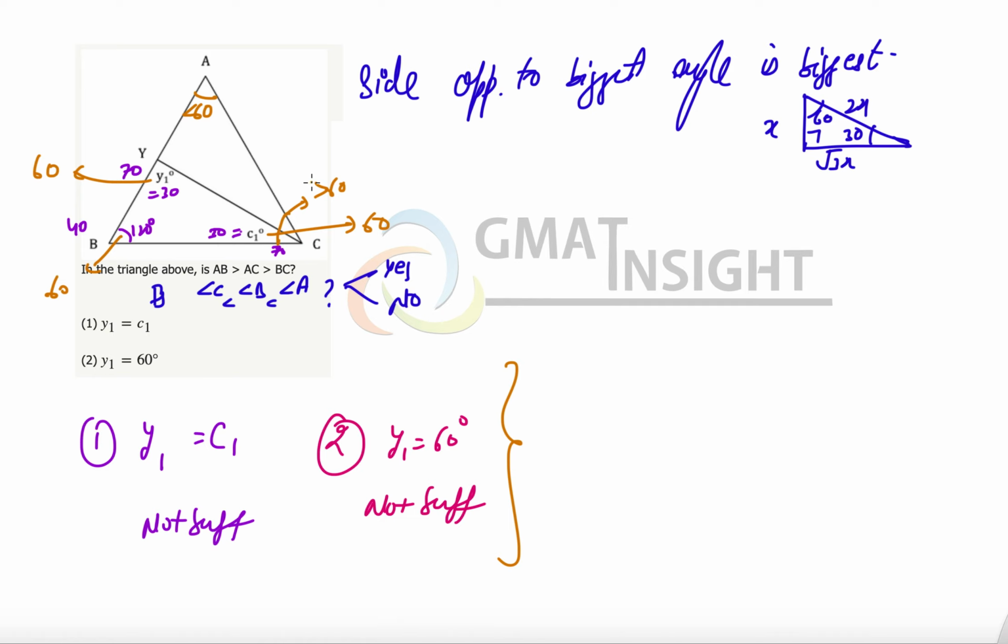Now we have the exact order of the angles. That means we know that AB has to be the biggest side, and the next side should be the side opposite to angle B, which is AC. So AB has to be biggest, then comes AC, and then comes BC, because the angle opposite to BC has to be least. So this should be the correct order, and the answer to the question is definitely yes. So the answer to the question is option C.